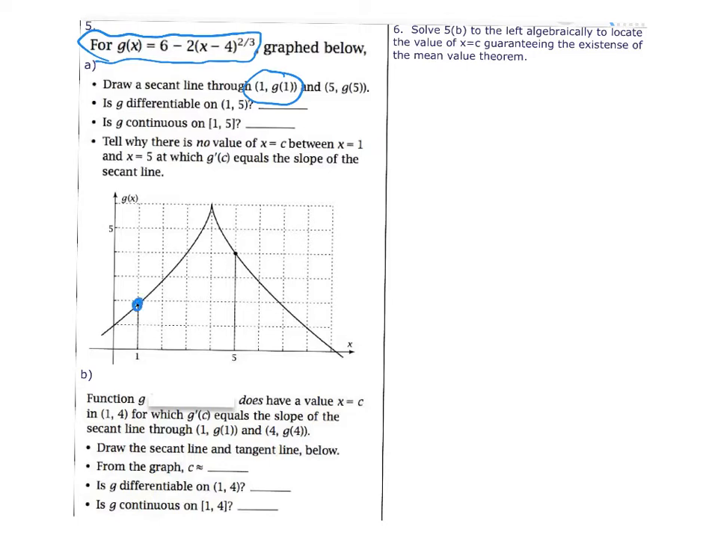So we've already got a little bit there. So there's 1 and g at 1. And then we want to put another dot here at 5 and g at 5. And then let's connect that with a secant line. Okay, so I can already see a problem. So yes, it's continuous. No, it's not differentiable between 1 and 5, right? So that location right there is not differentiable.